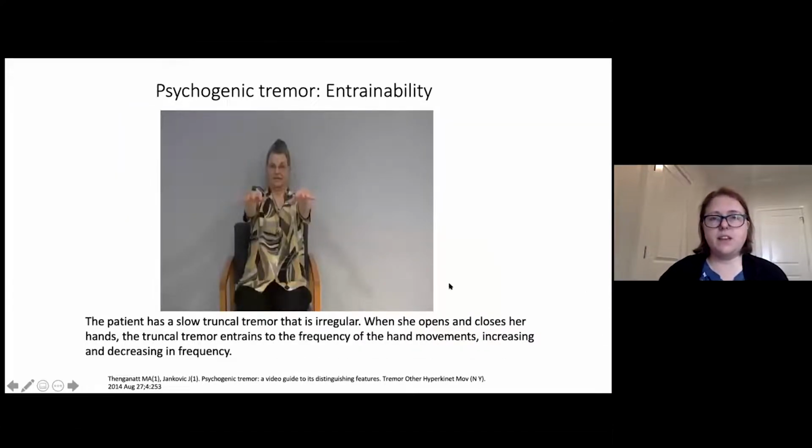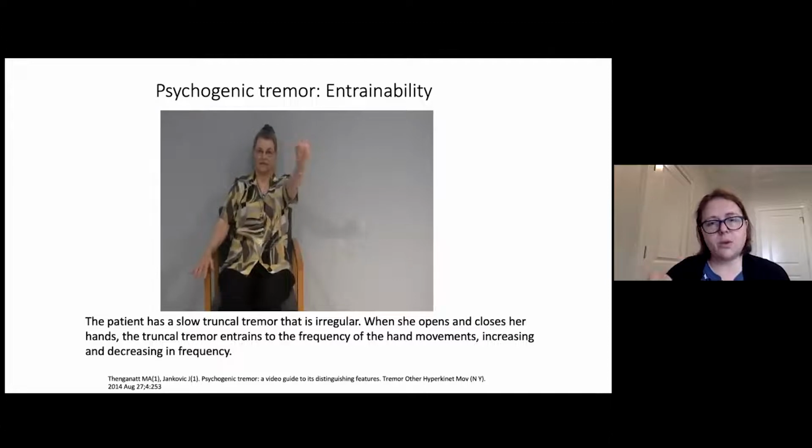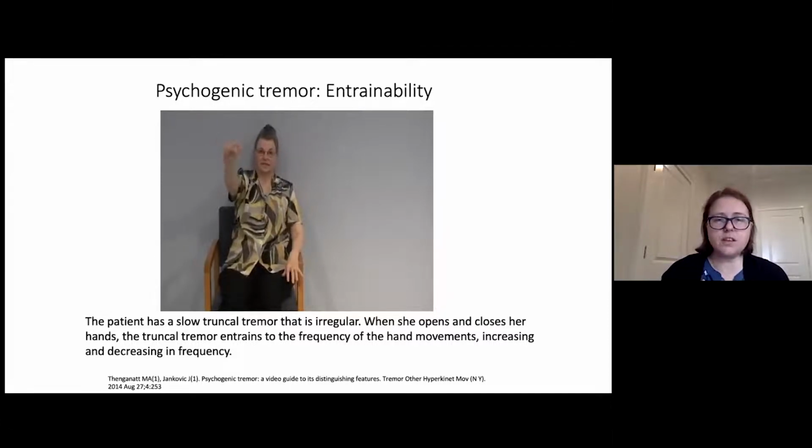Okay, and then finally, this video also shows variability and then entrainability. So she has this sort of truncal rocking motion as well as tremor in the right arm. Here she's been asked to open and close her hand, and you can actually see that the truncal rocking entrains to the exact same rhythm as the hand opening and closing. So that's the clue here to the diagnosis of psychogenic tremor. And I'll just conclude saying these videos are not meant to be funny. This is a real problem that people are not faking.